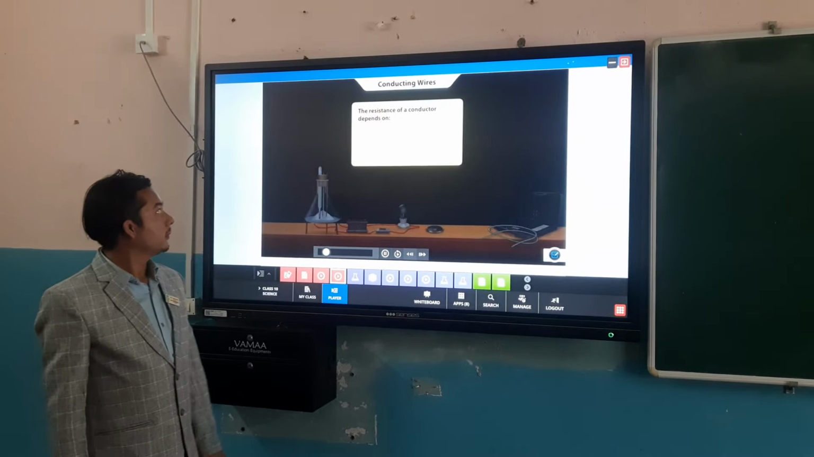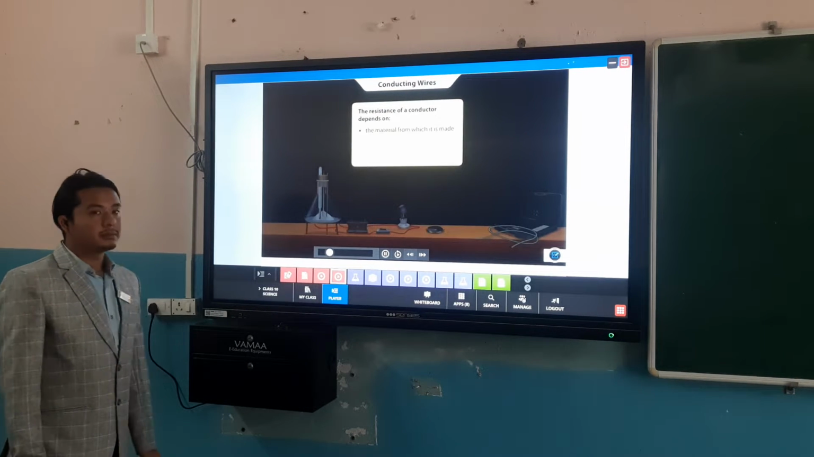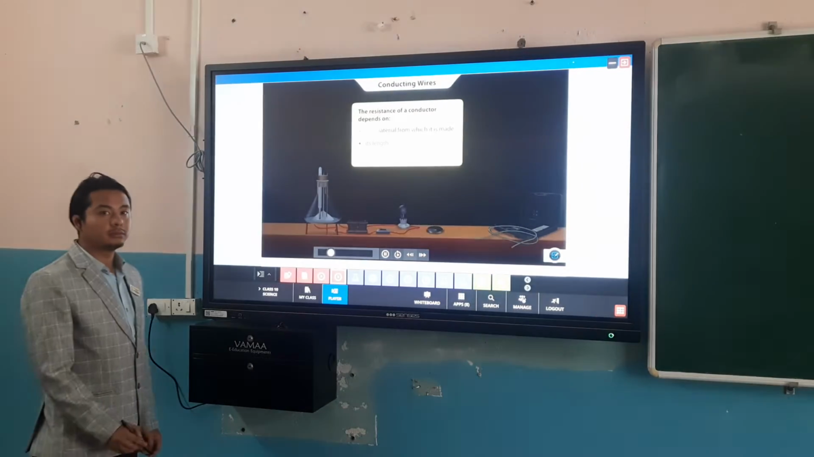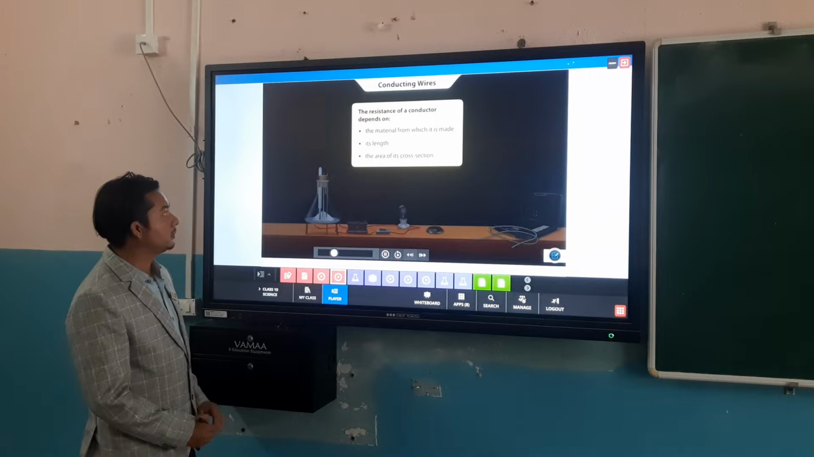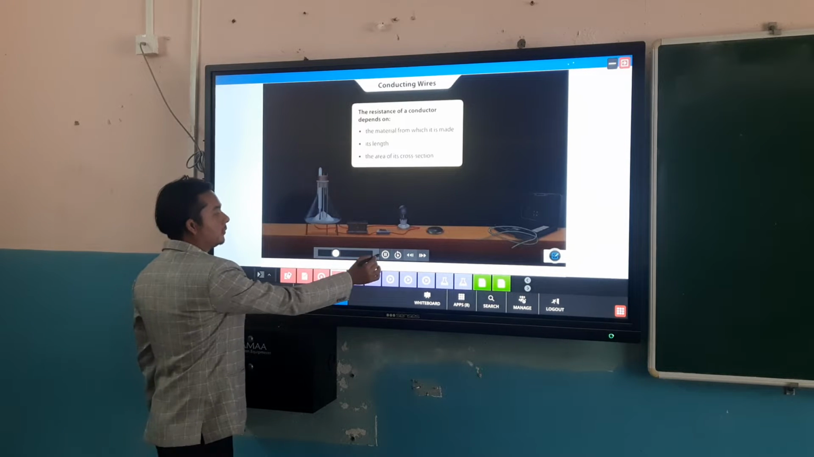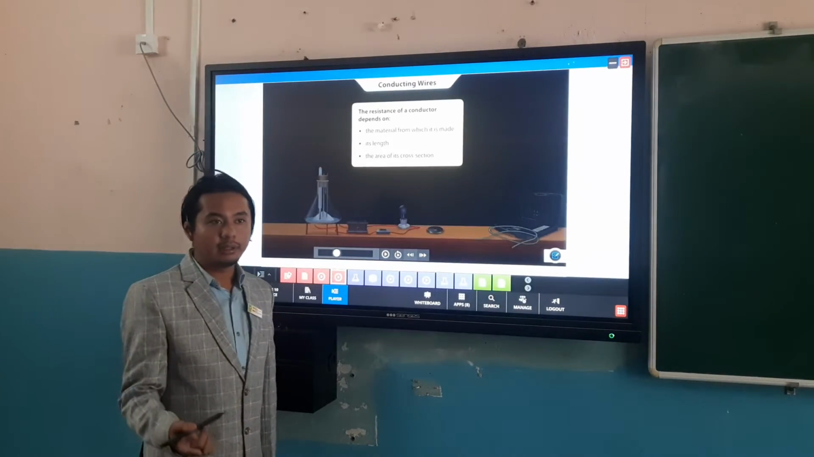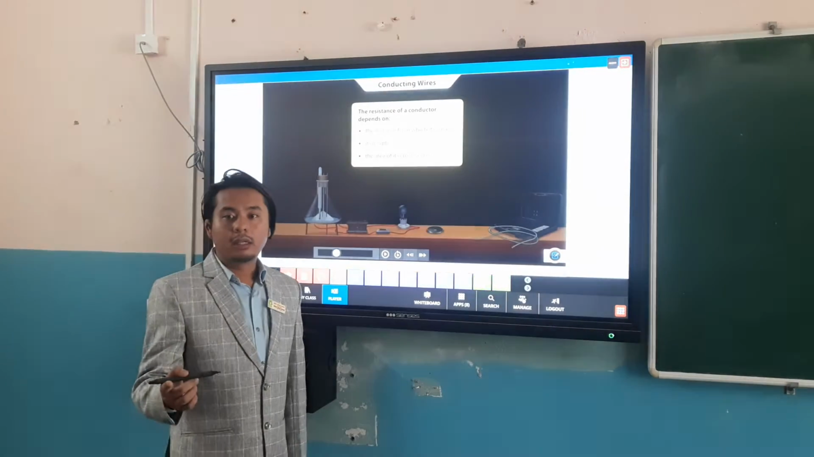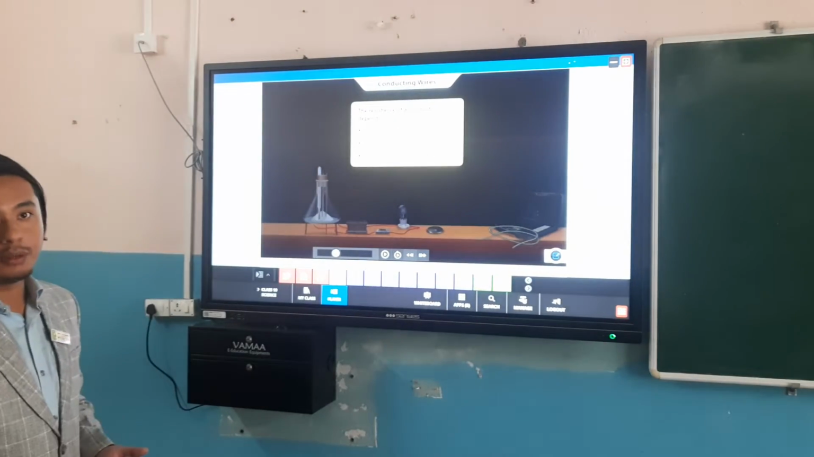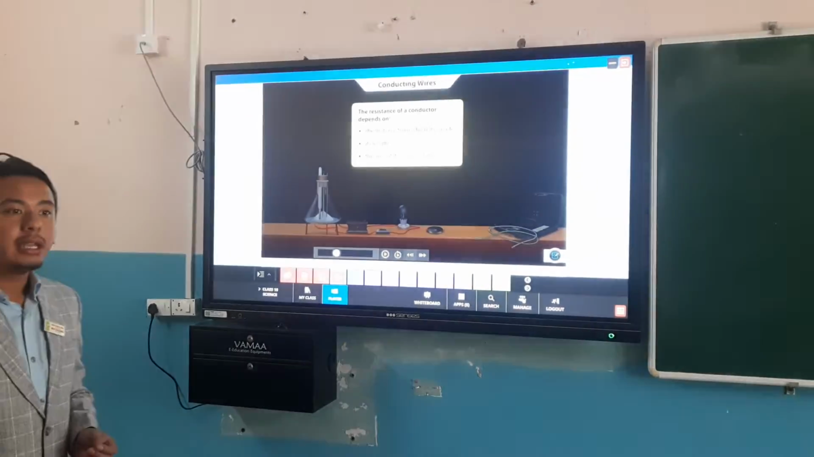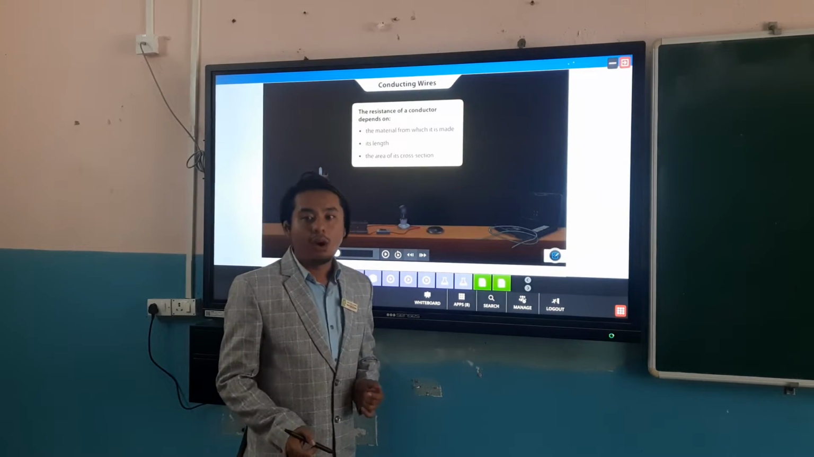The resistance of a conductor depends on many factors such as the material from which it is made, its length, and the area of its cross-section. Let's check this. As I said earlier in Ohm's law, voltage is directly proportional to current. So if you increase the voltage, the current will also increase, and the resistance will be a constant.